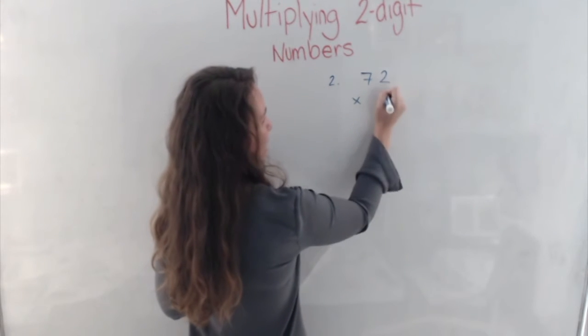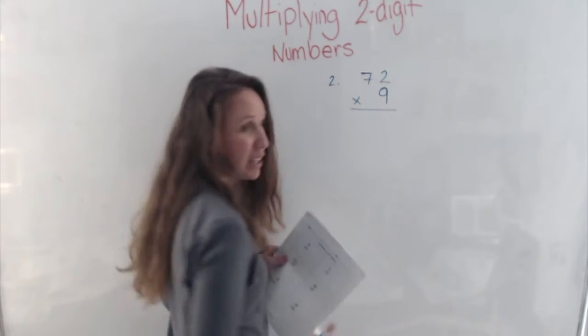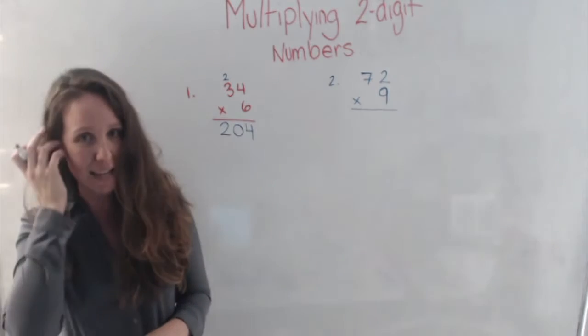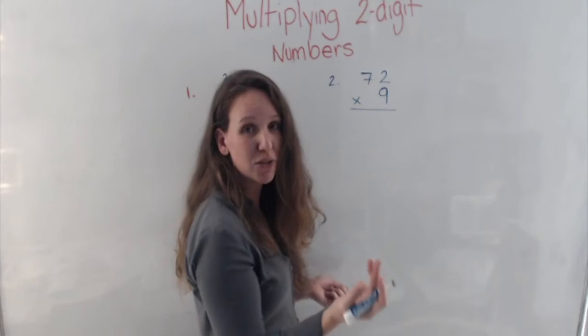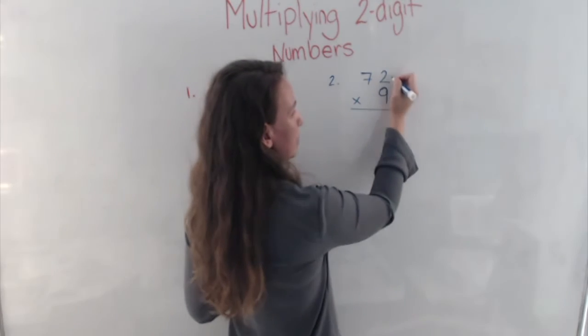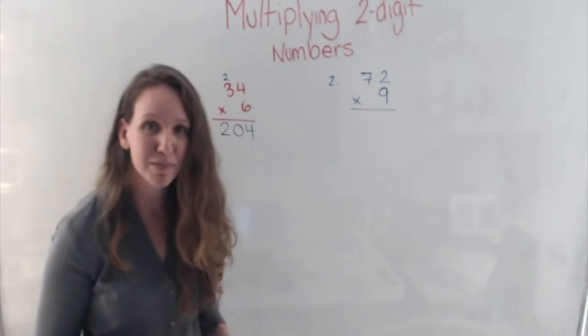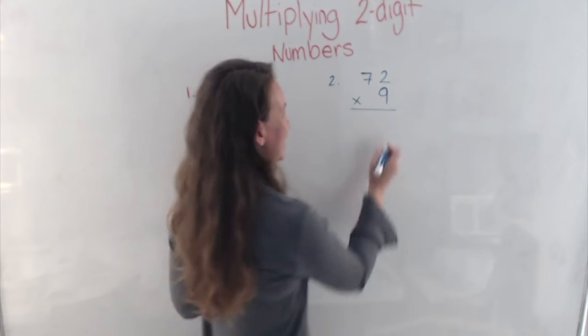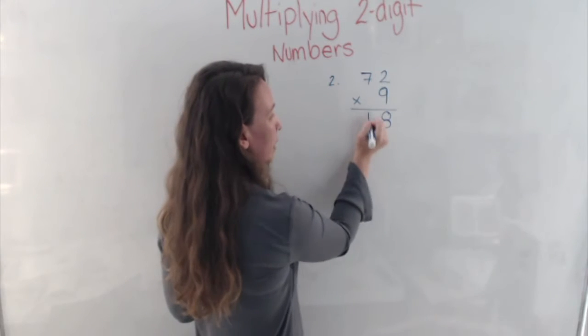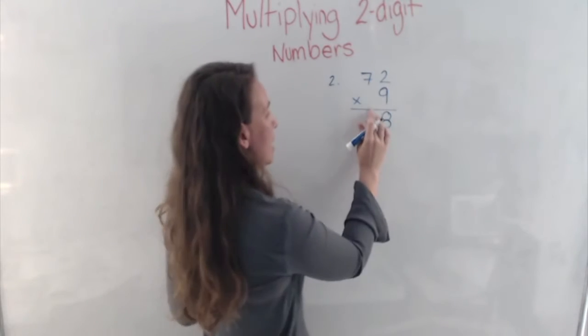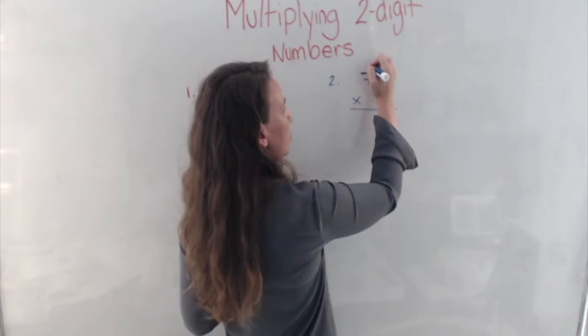72 times 9. Now, if you were able to follow along with me last time, you would have seen that what I did is I multiplied my ones first. So 9 times 2. What is 9 times 2? 18. So I'm going to put the 8 from 18, because normally I would write 18. And I'm going to take the 1 and move it up top.